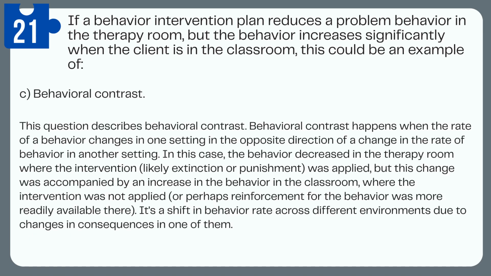Answer: C. Behavioral contrast. This question describes behavioral contrast. Behavioral contrast happens when the rate of a behavior changes in one setting in the opposite direction of change in the rate of behavior in another setting. In this case, the behavior decreased in the therapy room, where the intervention, likely extinction or punishment, was applied, but this change was accompanied by an increase in the behavior in the classroom, where the intervention was not applied. Or perhaps reinforcement for the behavior was more readily available there. It's a shift in behavior rate across different environments due to changes in consequences in one of them.